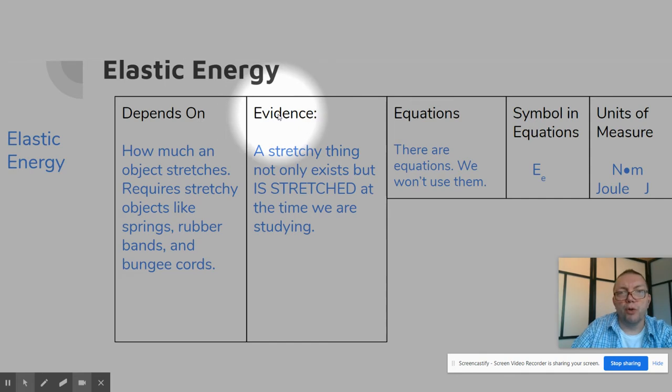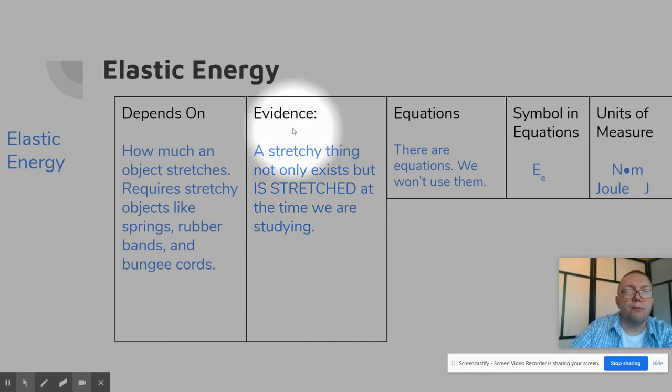So if we're looking at a situation and we're trying to figure out if there is elastic energy, our evidence is that not only is there a stretchy thing there, but that stretchy thing is stretched. If you have a bungee cord but it's not stretched, it's just sitting there laying on the ground, well, there's no elastic energy there. There's the possibility in the future that you might have some, but there isn't any now.